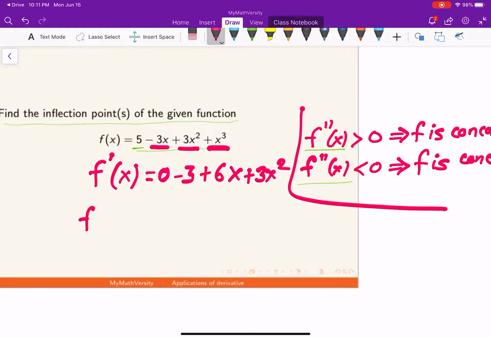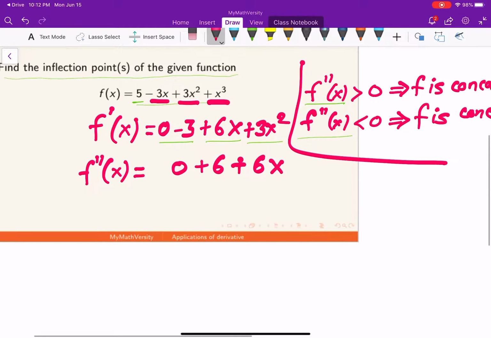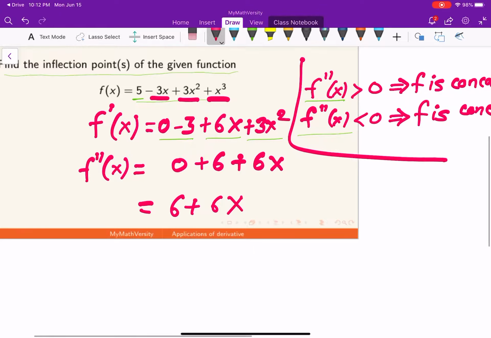Our goal is to find the second derivative of the function. So let's differentiate again. The derivative of 0 minus the negative 3, there 0 minus 3 will be negative 3. So the derivative of that is 0, right? And then plus, what is the derivative of the 6x? The derivative of 6x will be just 6, right? And what is the derivative of plus 3x squared? That will be just 6x. So what we get here is 6 plus 6x as the second derivative of the given function.